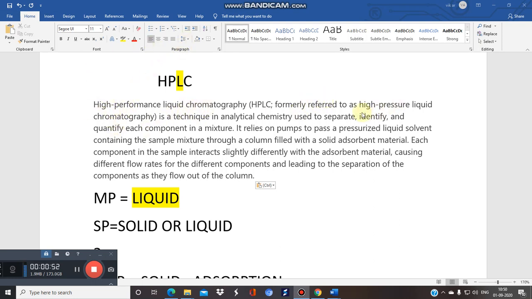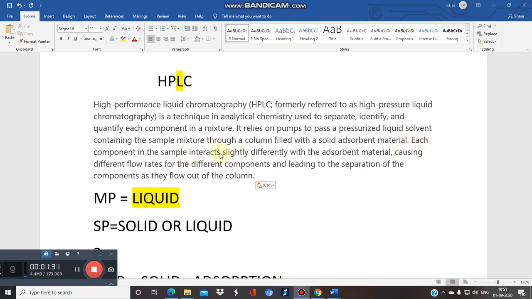It is an analytical chemistry technique used to separate, identify and quantify each component present in a mixture. As the name indicates, high pressure requires a pump. It relies on the pump to pass a pressurized liquid solvent, your mobile phase, containing the mixture through a column. The column is the place where the separation takes place, and it is filled with an adsorbent material.